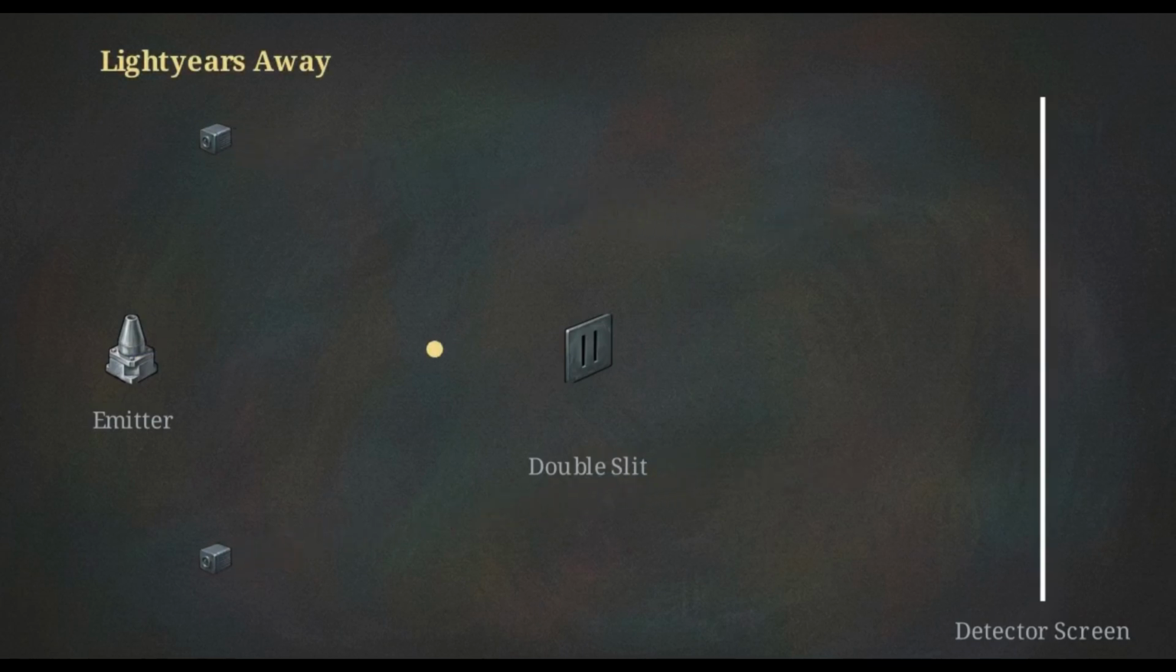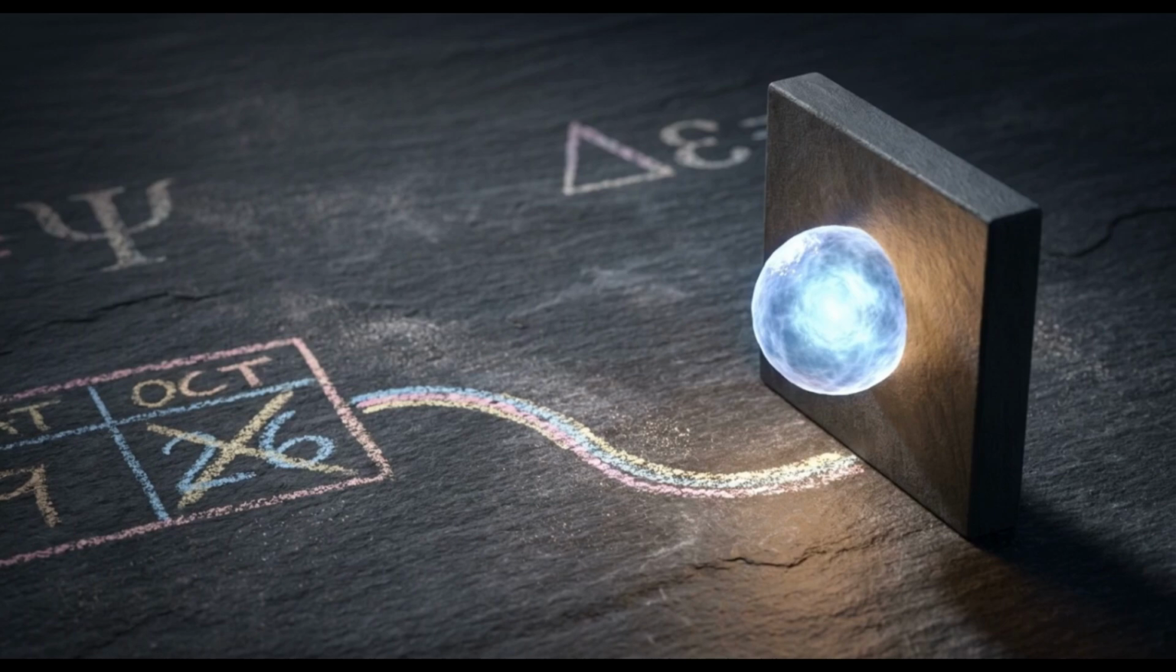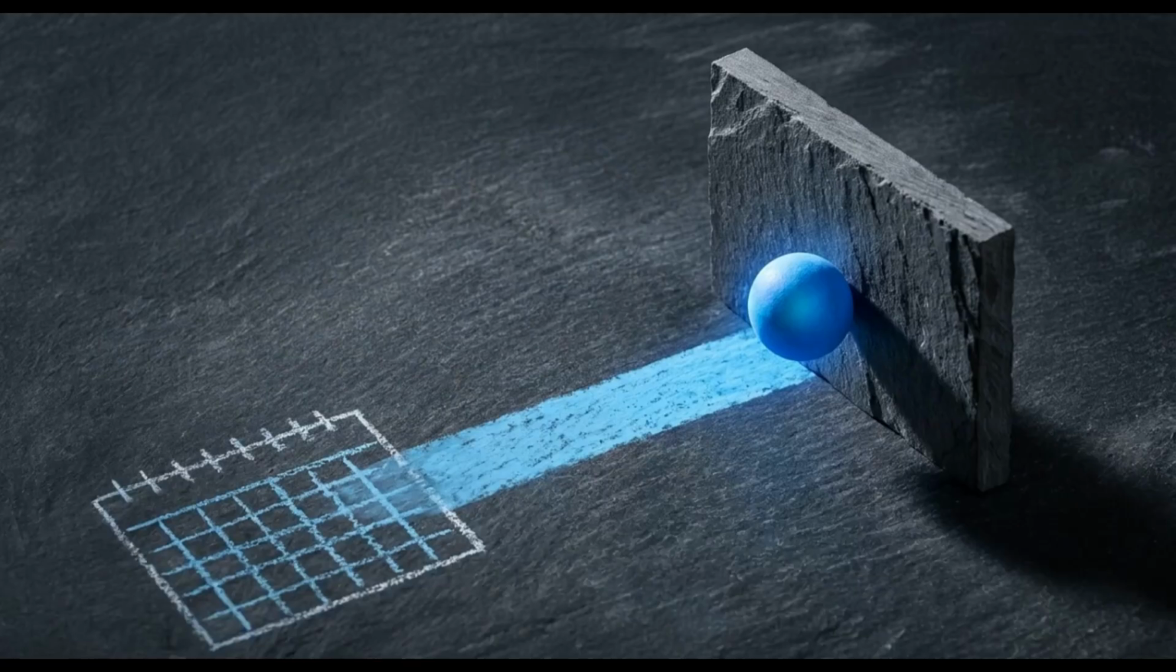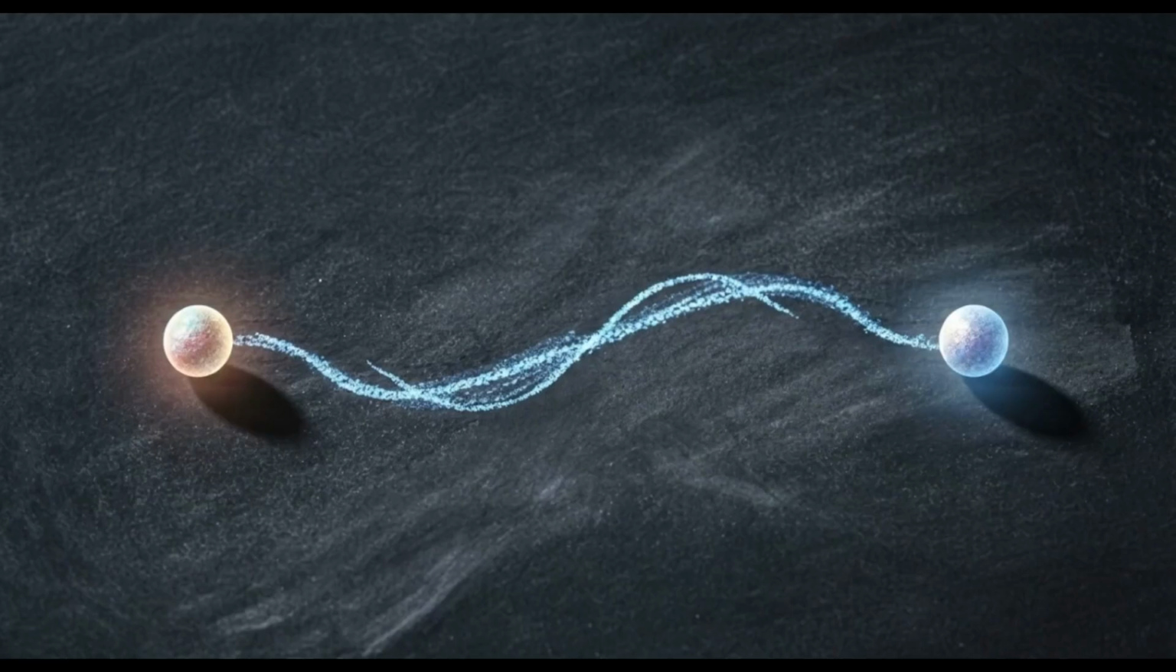We move our path detectors light years away, so the particle hits the screen long before the path information is even recorded. If we decide to erase the data years after the particle has landed, does that choice reach back in time to tell the particle to act like a wave? The answer lies in the mechanics of quantum entanglement.